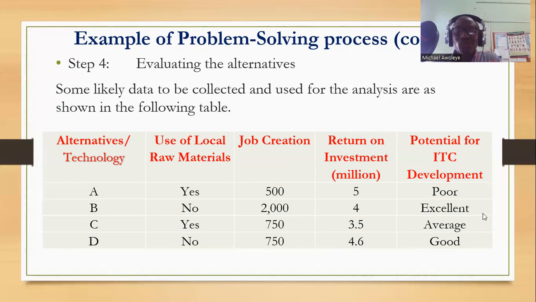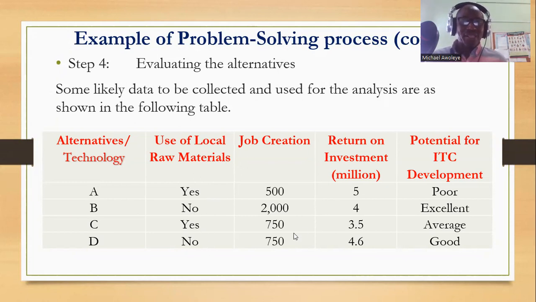This is fascinating. The job creation is fascinating. The potential for ITC is also fascinating, but not the use of raw materials. You don't want to do that. It's also difficult. You want to consider alternative C. That's technology C. Okay. Use of raw materials is going to be there. That's fine. Yes, we go for that.